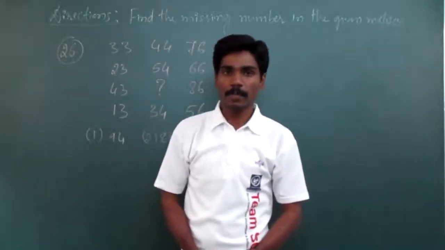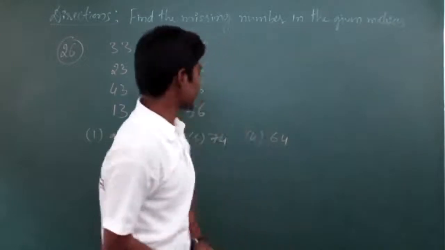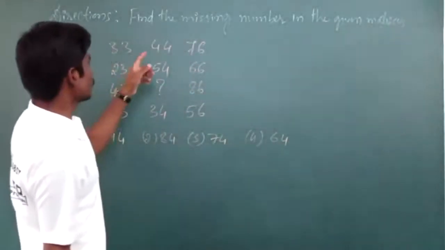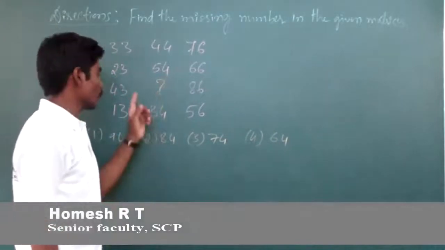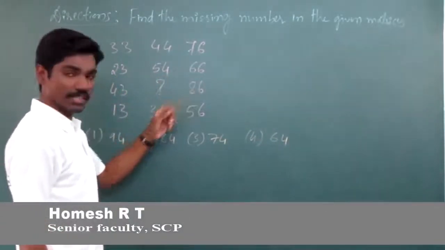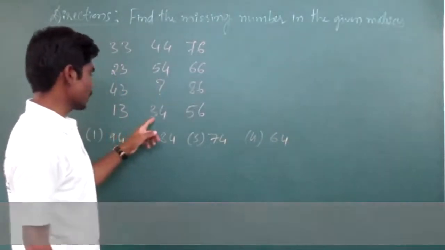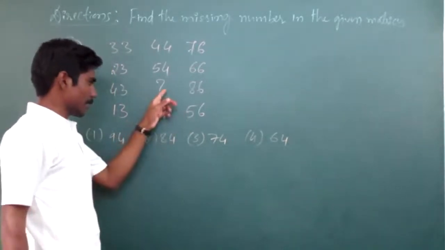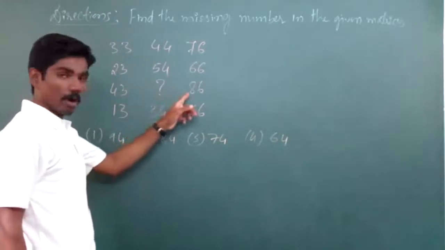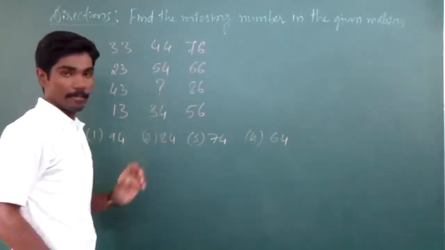Well friends, here is problem number 26 and the given question is 33, 44, 76, 23, 54, 66, 43, missing number, 86 and 13, 34, 56. Friends, this missing number can be obtained by using these two numbers or using these three numbers.